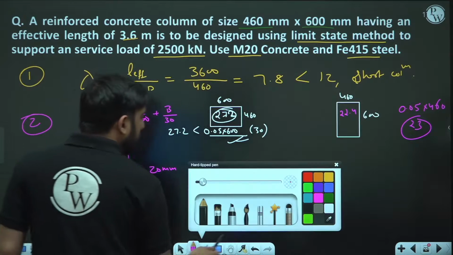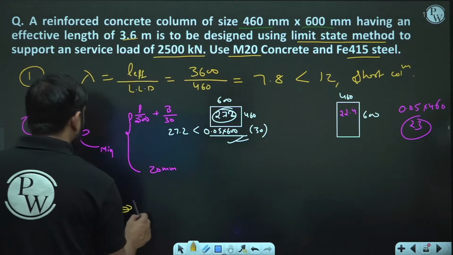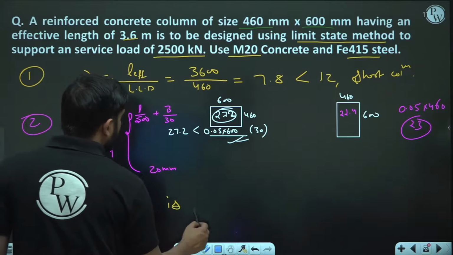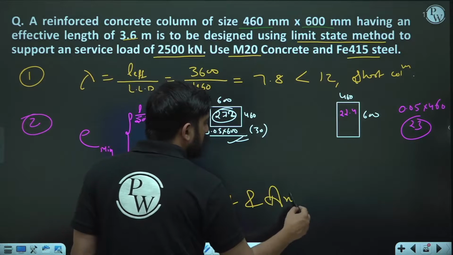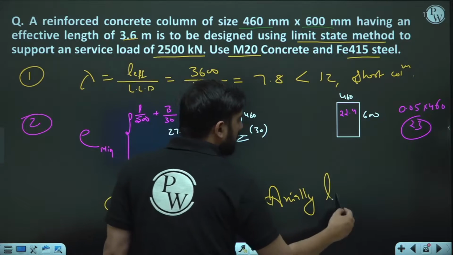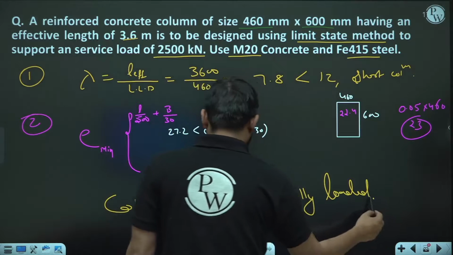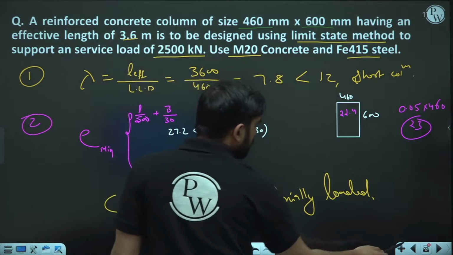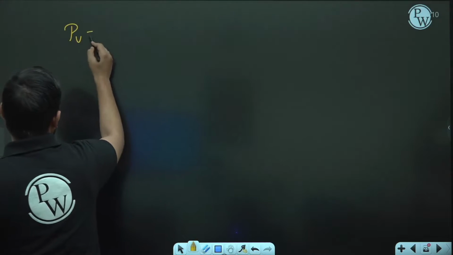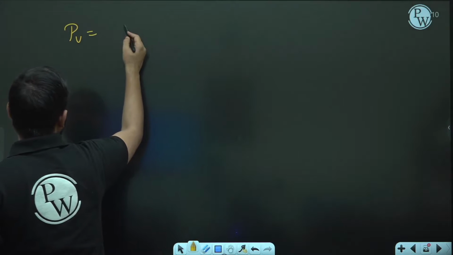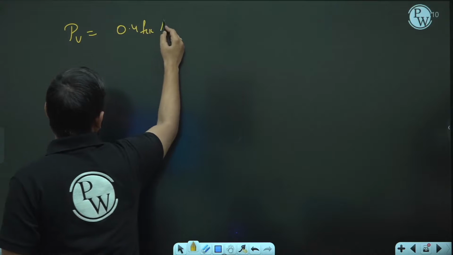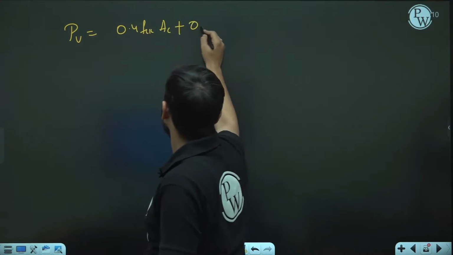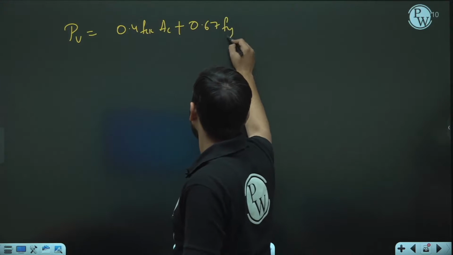So we can say that our column is short and axially loaded. Okay, so in that case, what to do? We can use Pu. Pu is 0.4 fck Ac plus 0.67 fy into Asc.